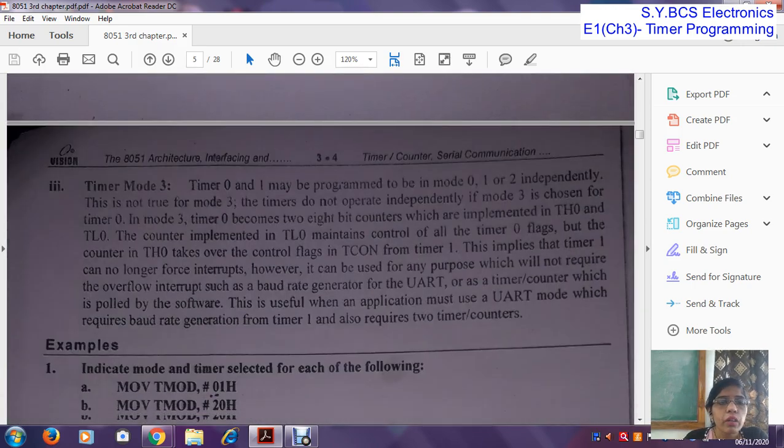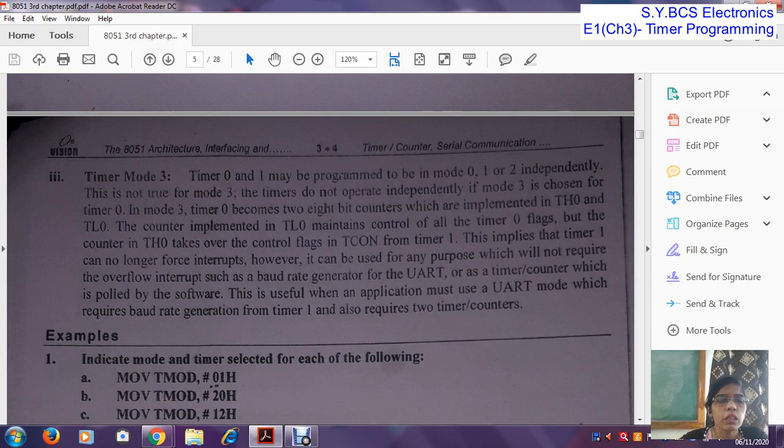Now the timer mode 3. Timer 0 and timer 1 can be programmed in mode 0, 1 or 2 independently. This is not true for mode 3. So the timers do not operate independently if mode 3 is chosen for timer 0.